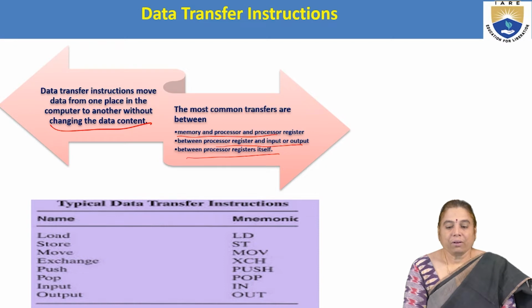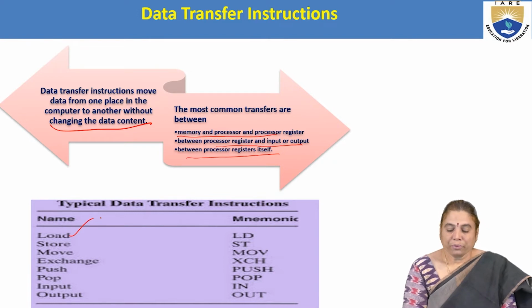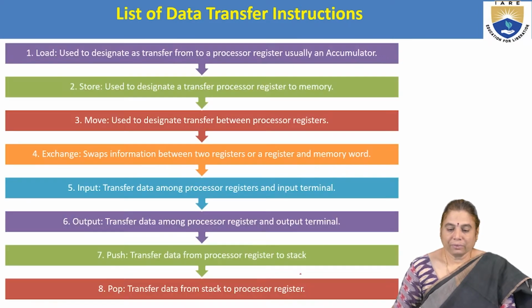And the list of data transfer instructions is: load, the mnemonic used for load is LD. Next, store, mnemonic is ST. Move, mnemonic is MOV. Exchange, XCH. Push, PUSH. Pop, POP. Input, IN. Output, OUT. So this is the list of instructions that come under the category of data transfer instructions.